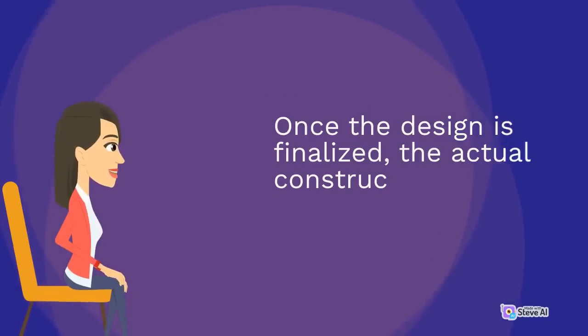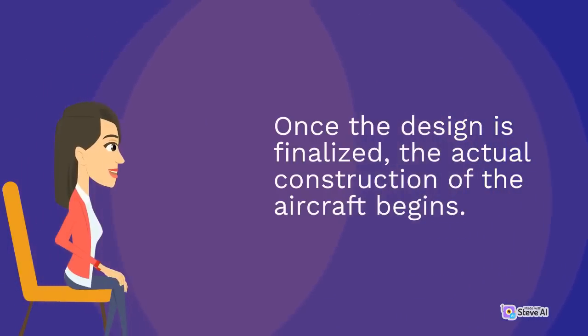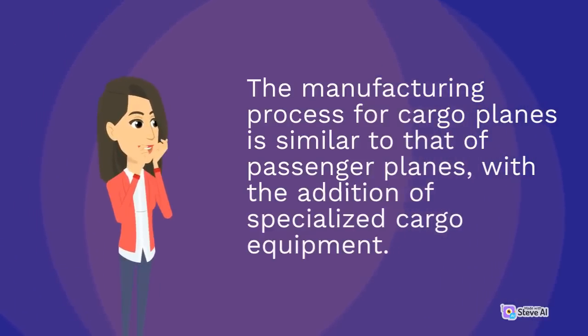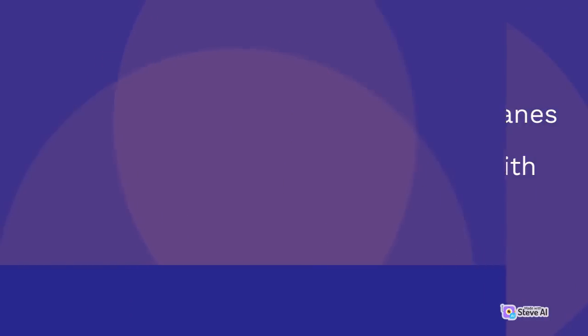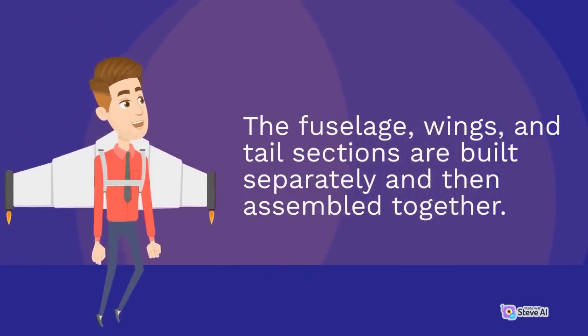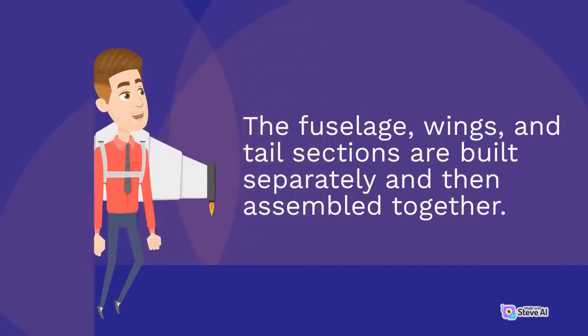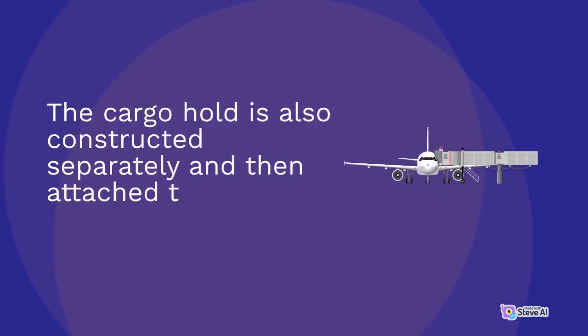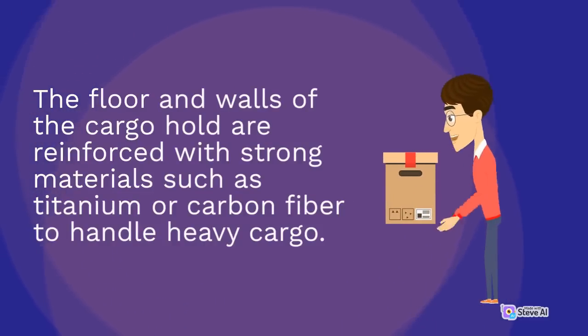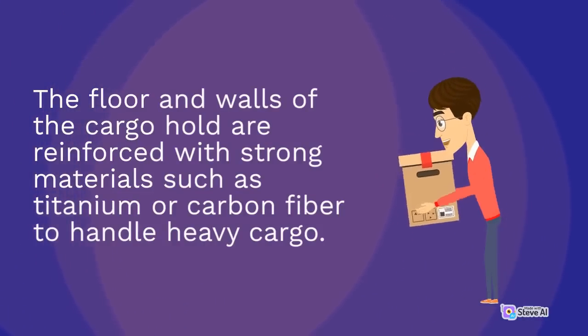Once the design is finalized, the actual construction of the aircraft begins. The manufacturing process for cargo planes is similar to that of passenger planes, with the addition of specialized cargo equipment. The fuselage, wings, and tail sections are built separately and then assembled together. The cargo hold is also constructed separately and then attached to the fuselage. The floor and walls of the cargo hold are reinforced with strong materials such as titanium or carbon fiber to handle heavy cargo.